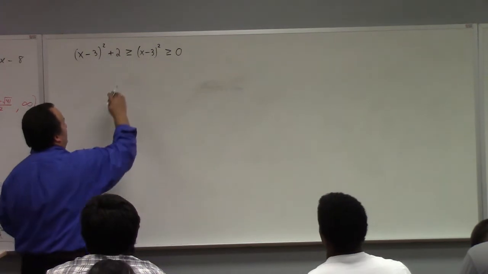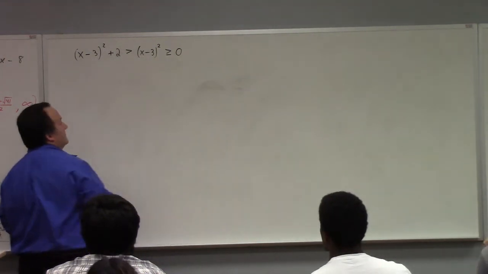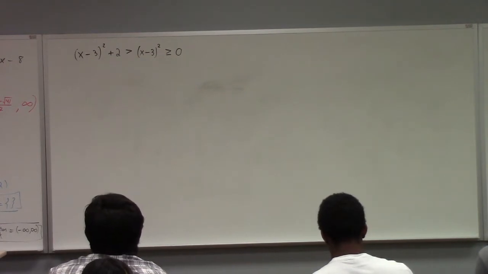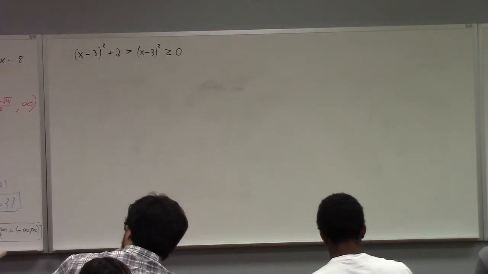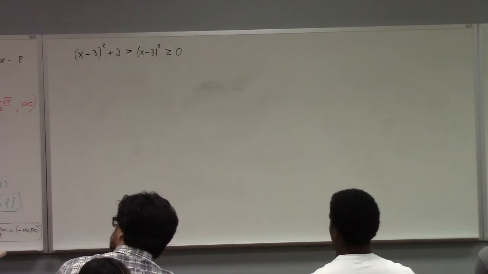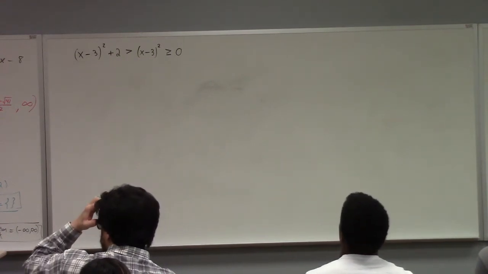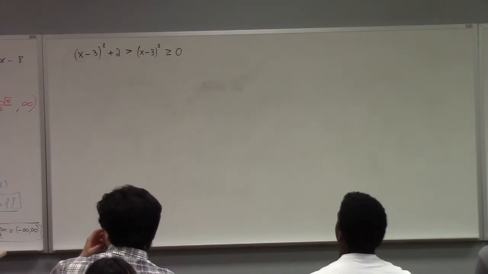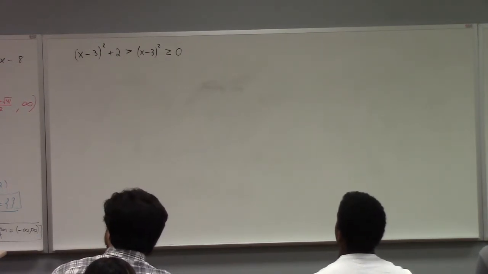But actually, I can put a strict inequality there. So of course, (x − 3)² + 2 is positive. To put it in words, it's the sum of squares. Sum of squares can't give you something that's negative. At worst, it could give you 0 if both of the squares are 0. But that can't even happen here because 2 is in the mix.